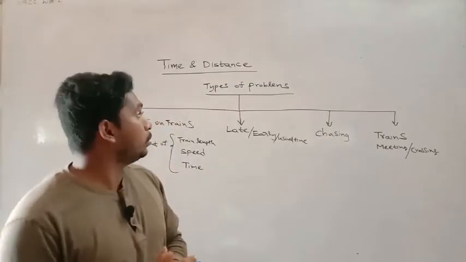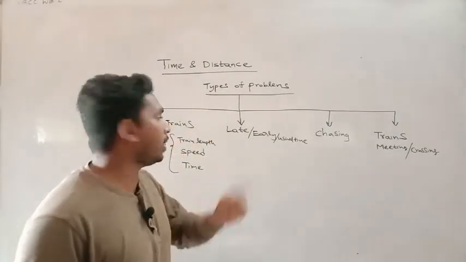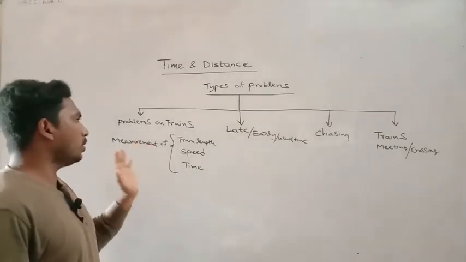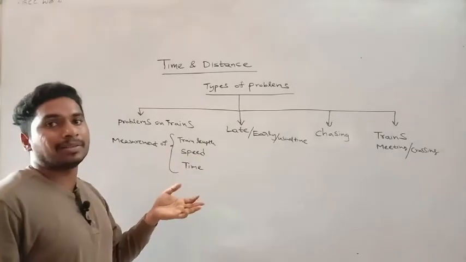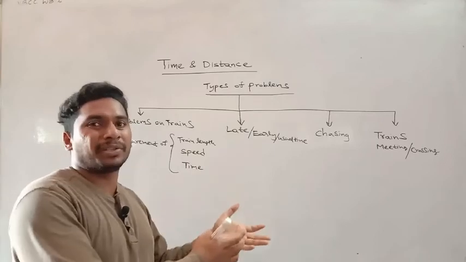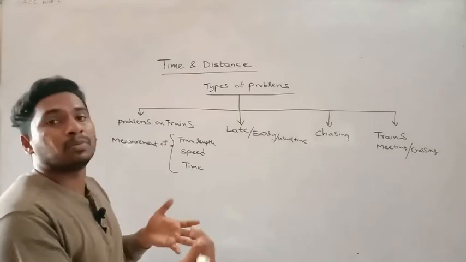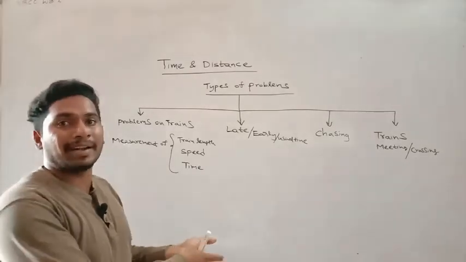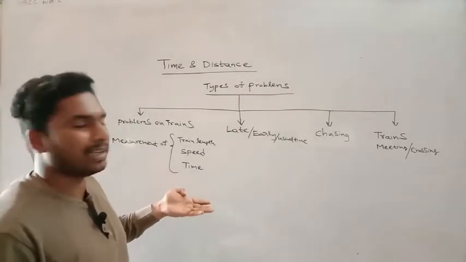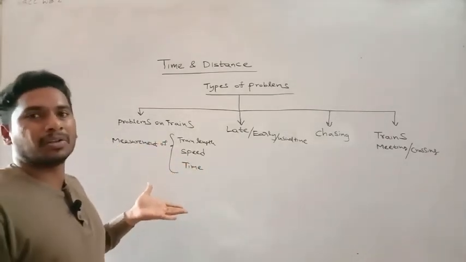Let me first explain what types of problems are expected from this topic, time and distance. The first is problems on trains. Here they may ask you to find the train length, where the train is crossing a standing man, a pole, a bridge or a platform. They may ask the length of the train, the time to cross a bridge, the time to cross another train, or the speed of the train. Anything can be asked.